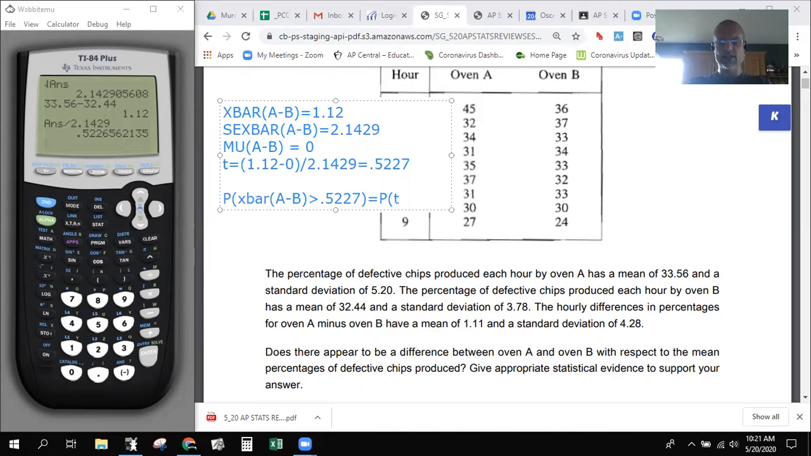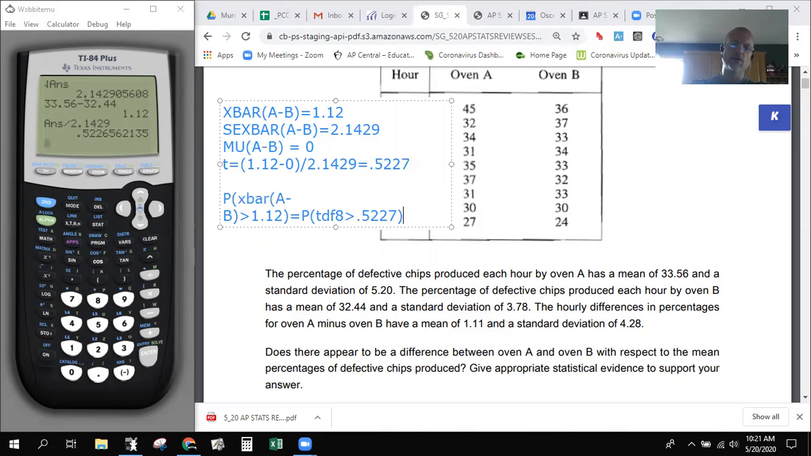of finding a T that is greater than a T with degrees of freedom equal to, we take the lesser of the two. They're both 8 degrees of freedom, so we go down to 8. Remember, that's a conservative version. Take the lesser of the two degrees of freedom, and we say is greater than 0.5227. Back here, this should be the X bar was 1.12. Sorry, you guys probably saw that mistake.